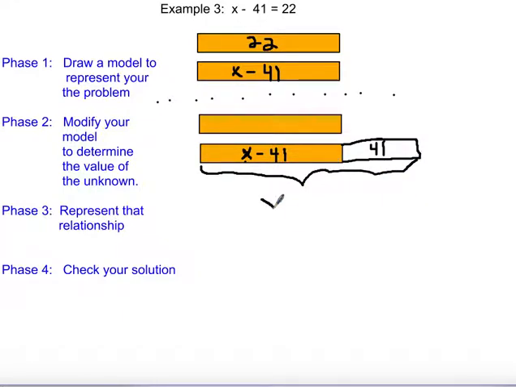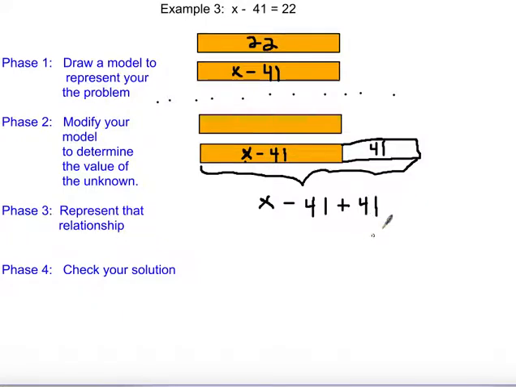is that if I have x minus 41, and then I add 41 to x minus 41, what will that equal? Think about that for a second. If I have x minus 41 and then add 41 to it, what would that equal?